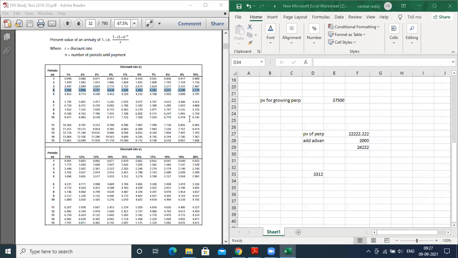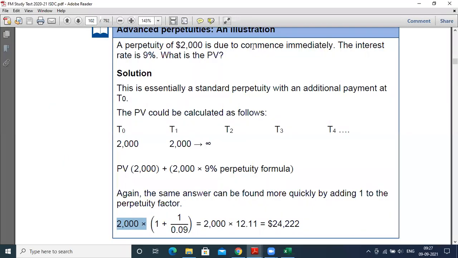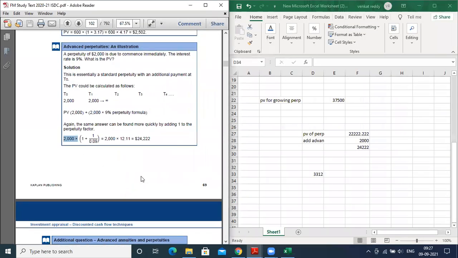Now let me project the question. Advance perpetuity means we will be receiving a regular cash flow for the foreseeable future, and in addition, we receive 2000 in advance. First we should calculate the present value of the perpetuity. Once again, the formula is expected cash flow divided by the discount rate, nothing but the interest rate. The interest rate is 9% and the expected cash flow is 2000. So 2000 divided by 0.09 gives 22,222 as the present value. In addition, as an advance, we received another 2000. So the total value will be 24,222. This is the computation process for advanced perpetuity.